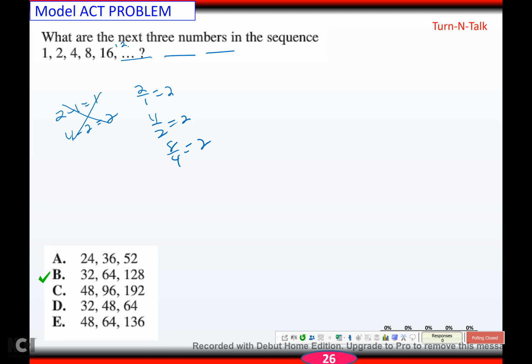So 16 times 2 is 32, times 2 is 64, times 2 is 128. Okay?